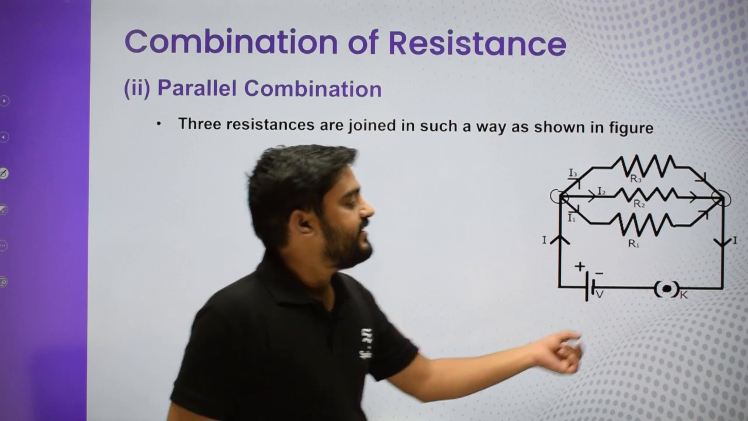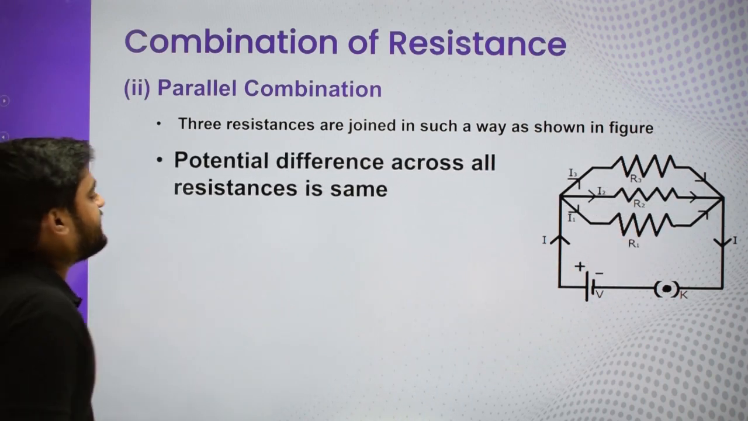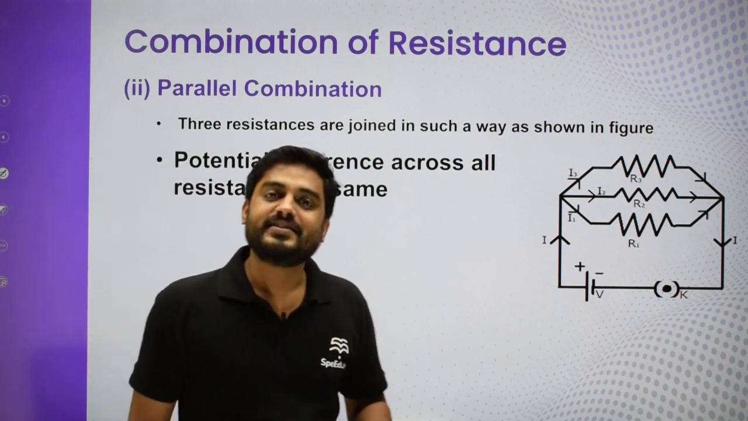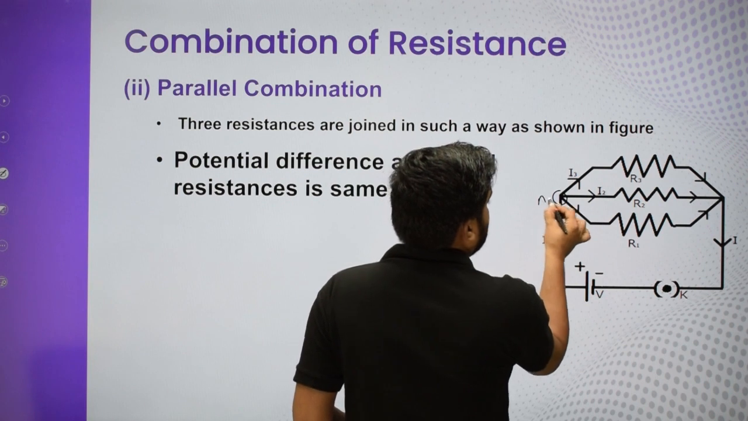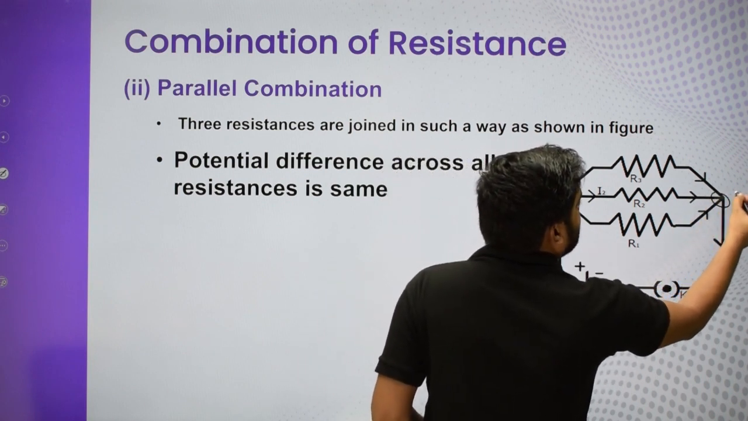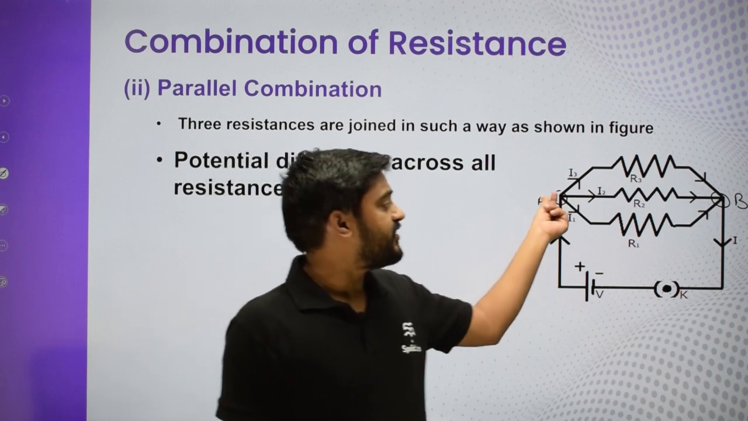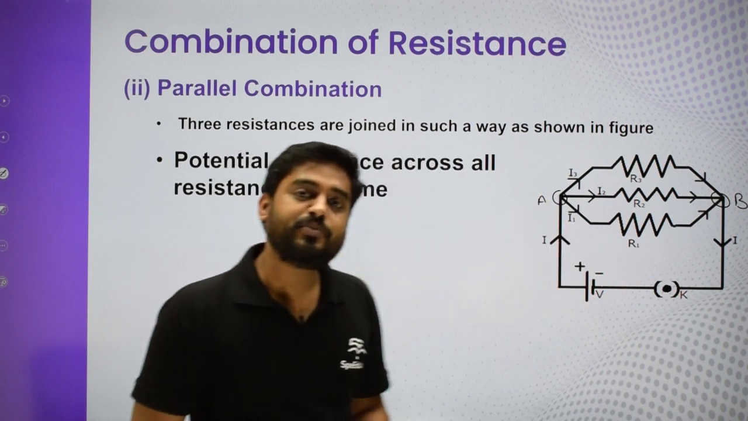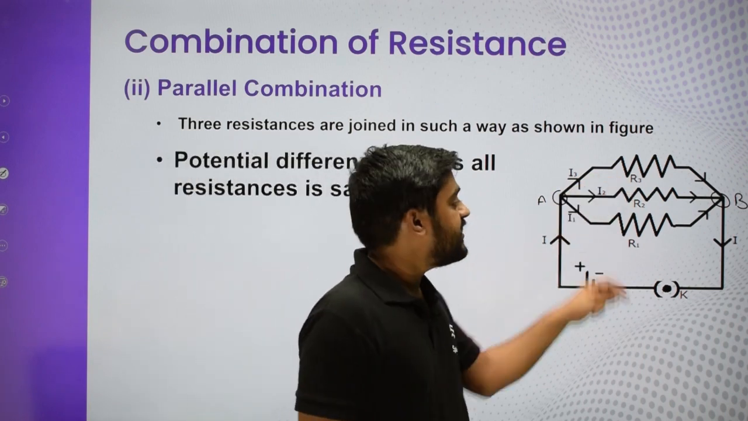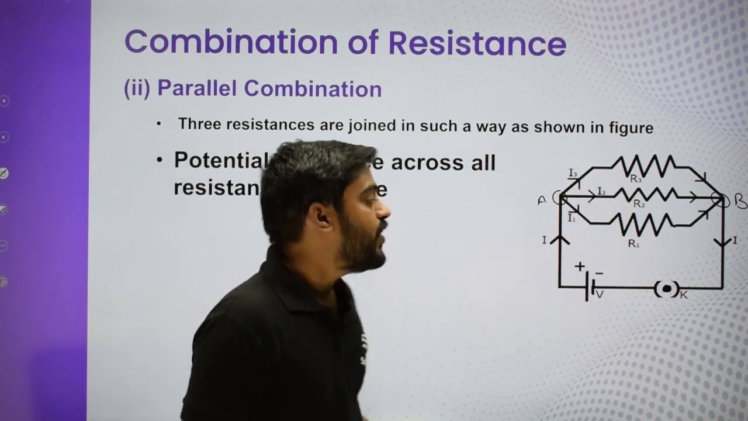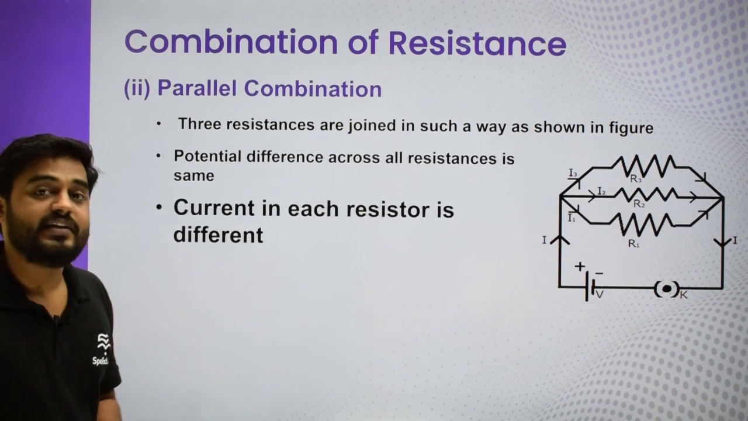If their ends are connected to a common point, then what would happen? Basically the potential difference across all the resistances is going to be the same. So let us say that this point is A and this point is B. Whatever is the potential difference across these 2 points, A and B, is the potential difference across R1, across R2, and across R3. So all of them have the same potential difference if they are connected in parallel.